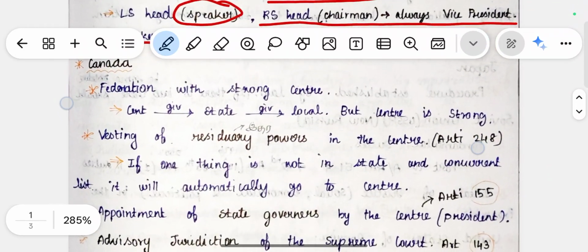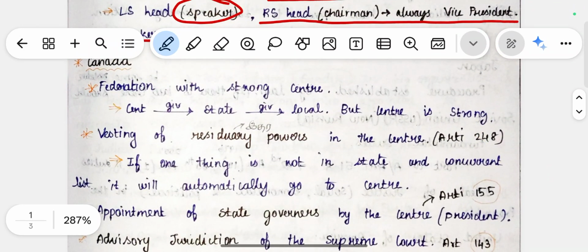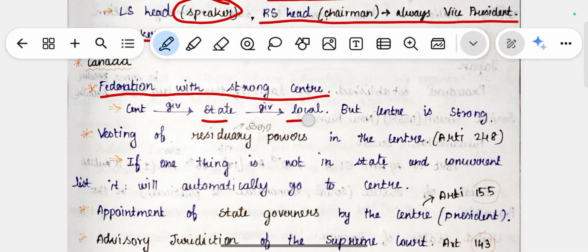The next one is Canada. From Canada, the concept of a federation with a strong center was taken, which means the central government will have the most power. They will give to the state, and the state will give to the local government. But the center is strong. It is the point that connects every part of India. So this concept of a strong federation was taken from Canada.